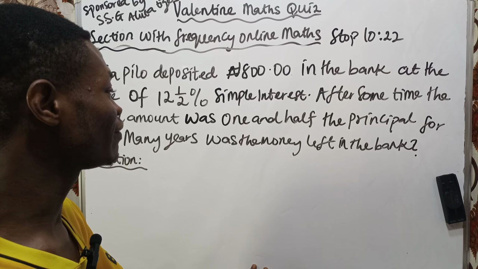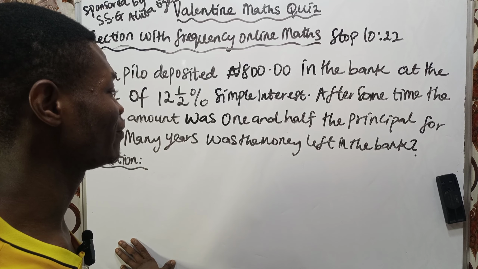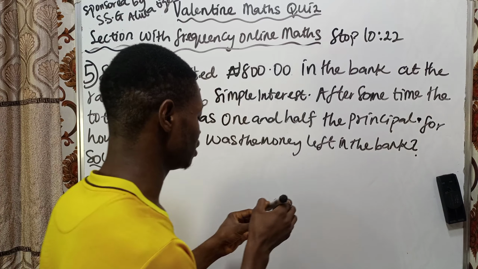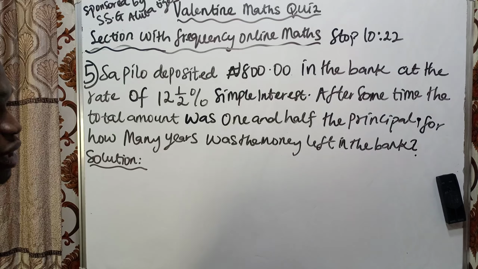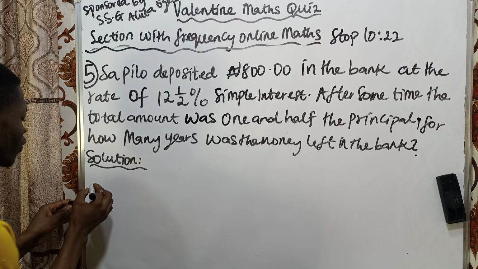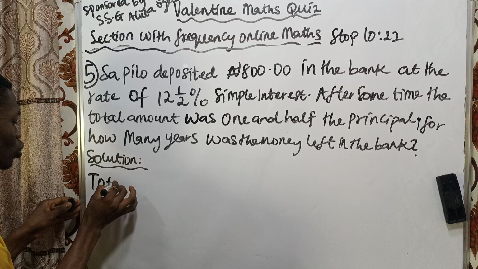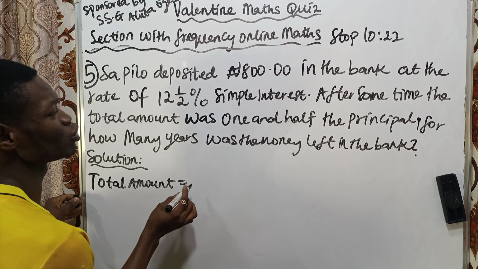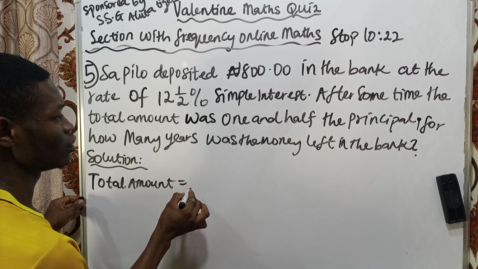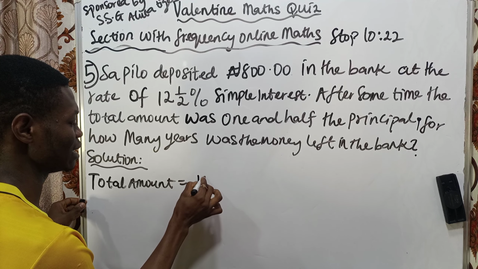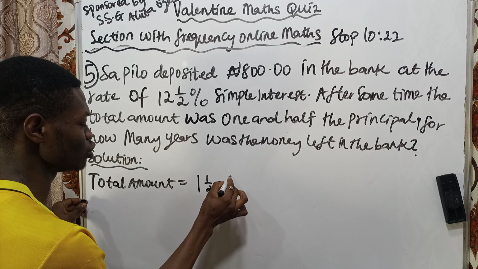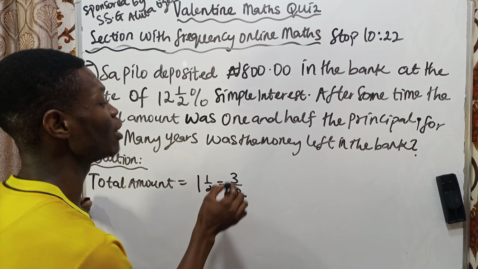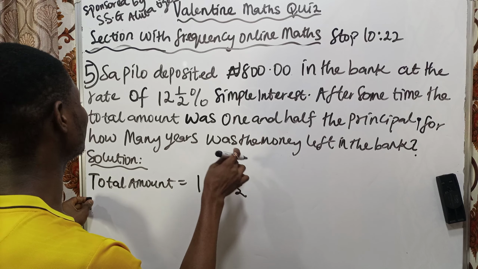After some time, the total amount was one and a half times the principal. Now the question is, for how many years was the money left in the bank? So first of all, we are going to check the total amount, which is one and a half, which is equal to 3 over 2.